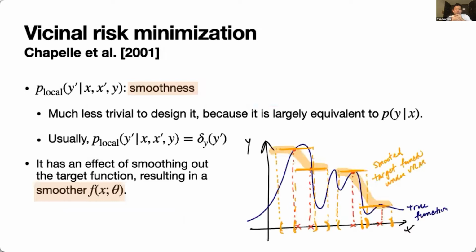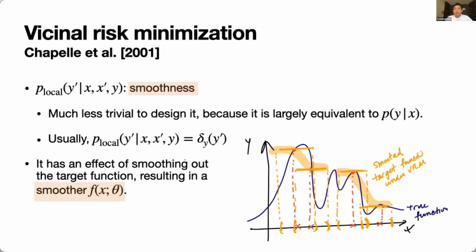Now, on the other hand, if you think about the local distribution in the output space, it's a bit difficult. Even domain knowledge doesn't help there. Why is that? Because it's largely equivalent to solving the true problem itself, that is, trying to estimate the true p of y given x. If we knew this, we wouldn't even need vicinal risk minimization because we would have already solved the problem. So we really don't know how to design these output space local distributions. And the only thing that we can impose is often smoothness.